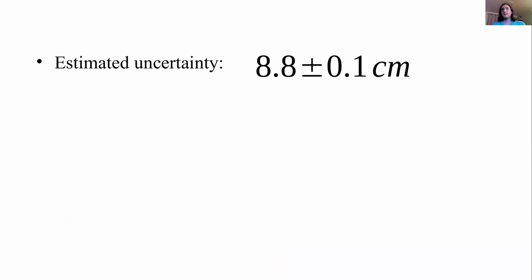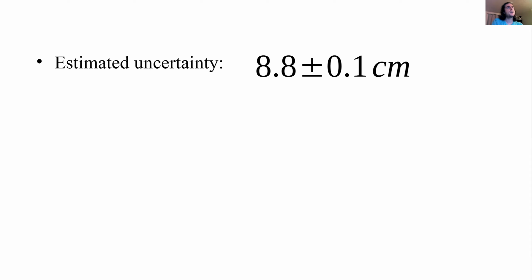We like to write our measurements like this, with this plus or minus 0.1 centimeter. We call that the estimated uncertainty. Sometimes we call it, what do we call it? The resolution of the measuring device. Sorry about that. That uncertainty there is related to the resolution of the measuring device. So if you have a better ruler, that number would be smaller, right? If you have a worse ruler, that number would be larger.